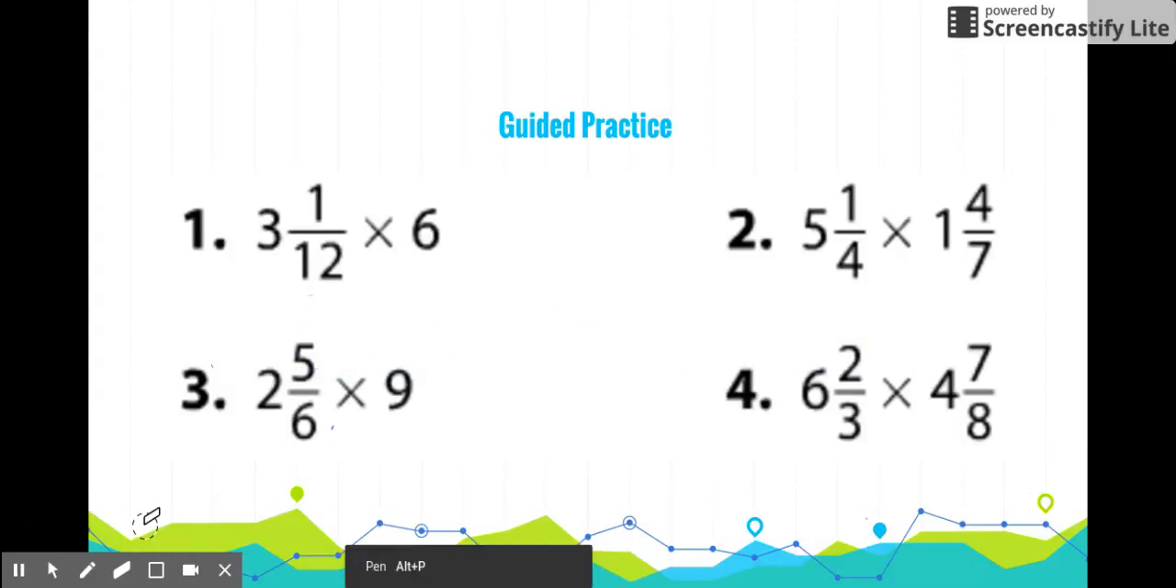Okay, there you go. If you for some reason wrote in those 3 boxes, just flip it over and work out 3 of the 4 problems on the back. But again, let me check them before you glue it in your notebook.